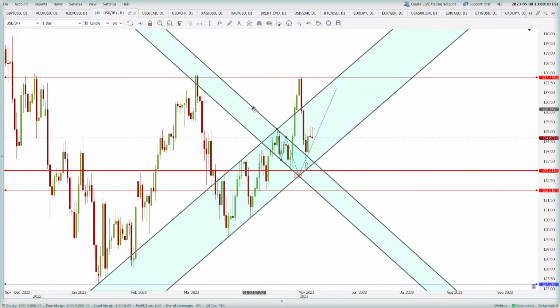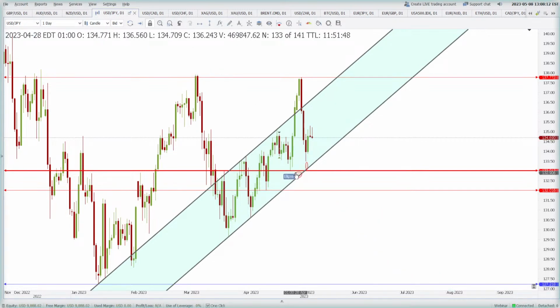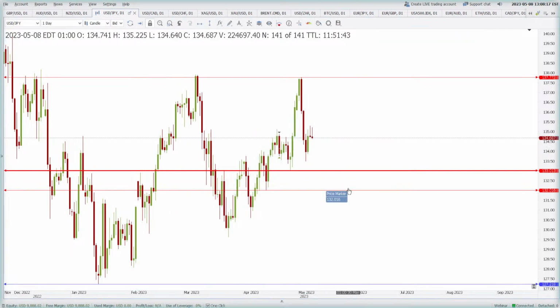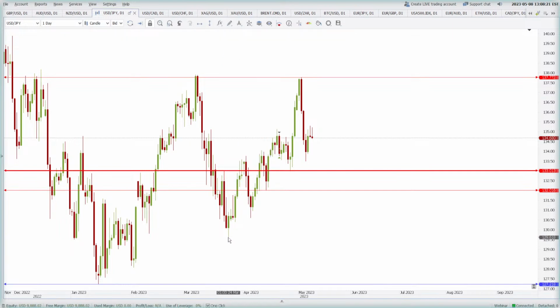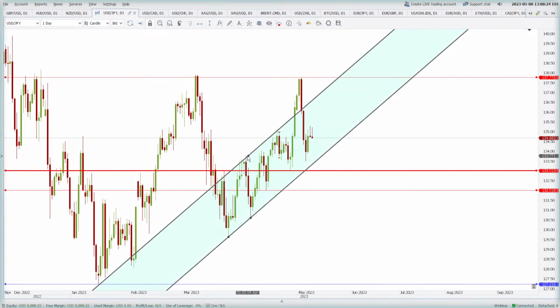Now you can remove these channels and these things from your chart so that it is clean and easy to observe. Okay, I think that channel was good to have.